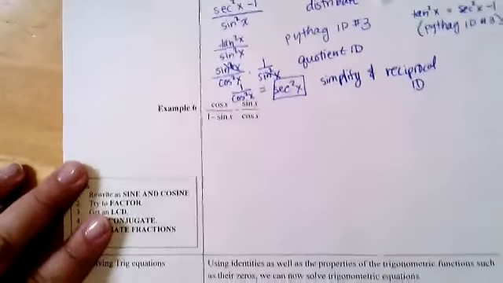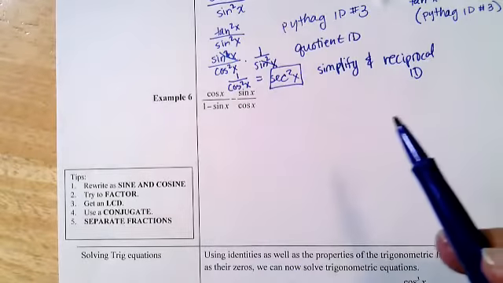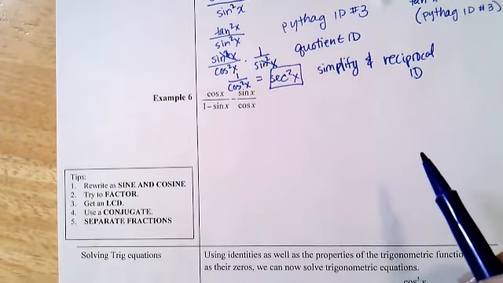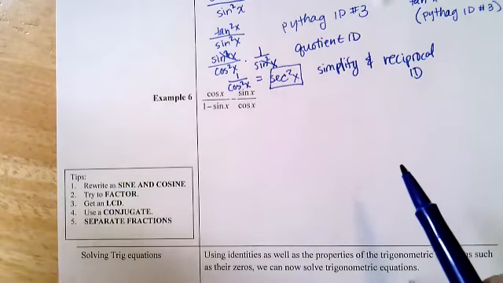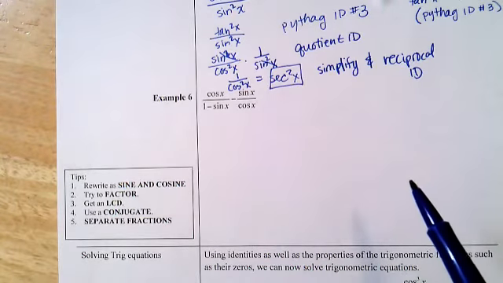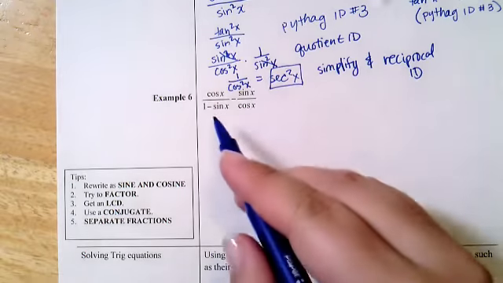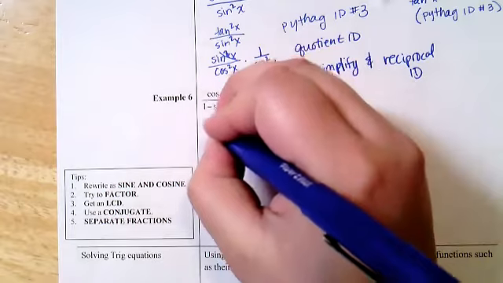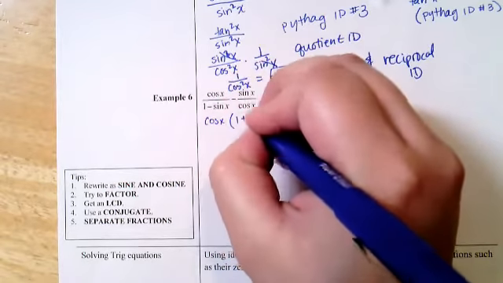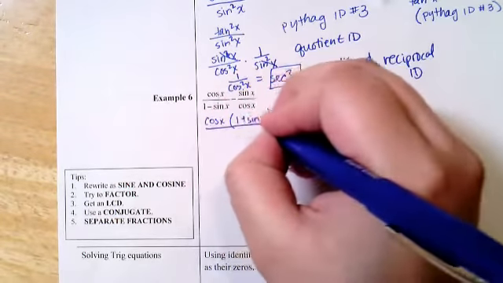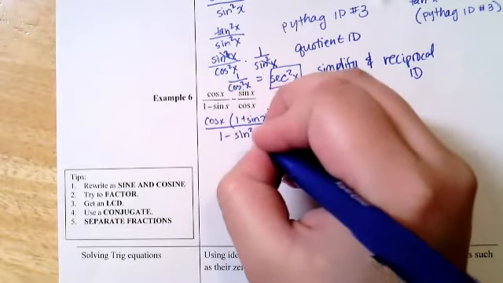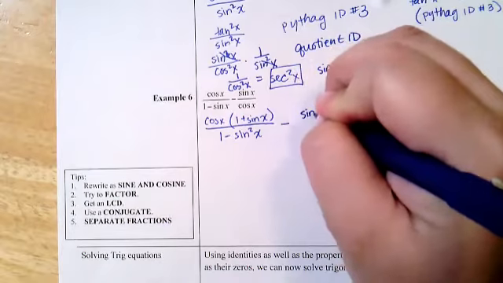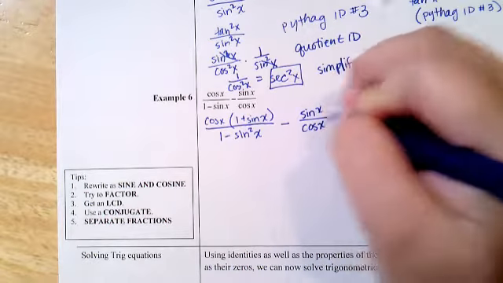Okay. In number 6, I have cosine over 1 minus sine, minus sine over cosine. There's not really anything I see to do here that I could simplify, but if you remember in example 5, we were able to simplify by multiplying by the conjugate. So that's what we're going to do here. I'm actually going to multiply the first fraction by 1 plus sine of x. So I have cosine times 1 plus sine divided by 1 minus sine squared x. And that happens because they're conjugates, minus sine of x over cosine of x.